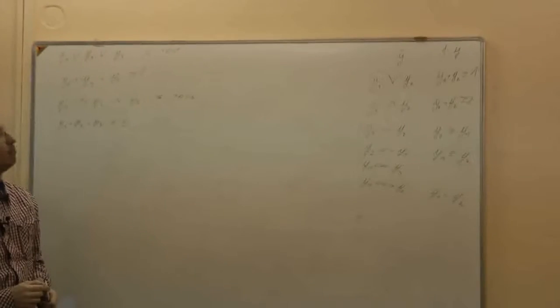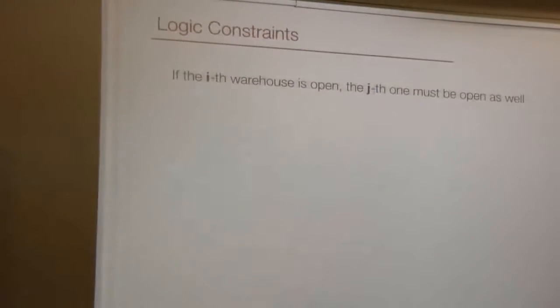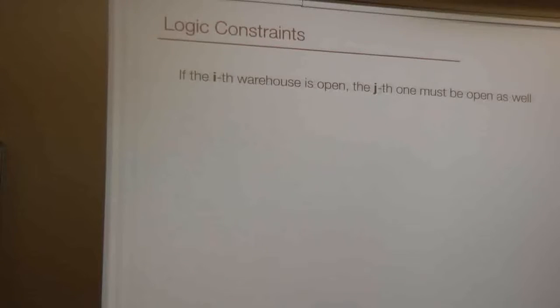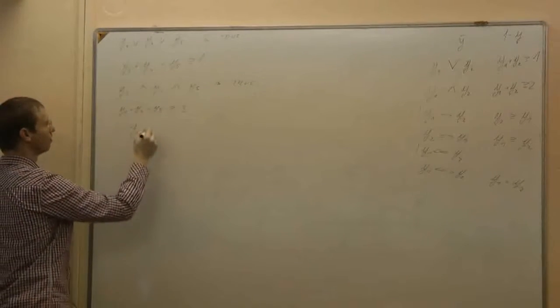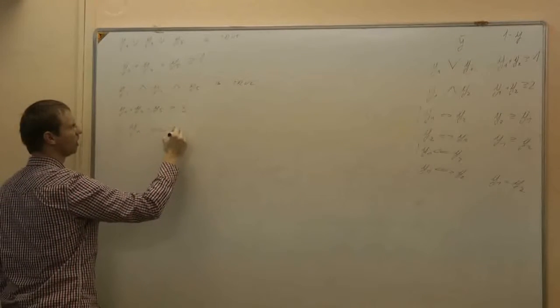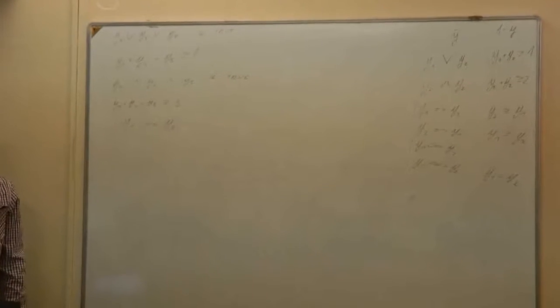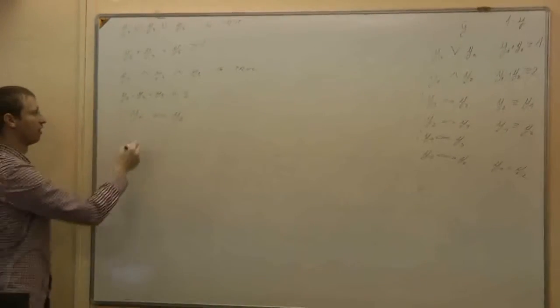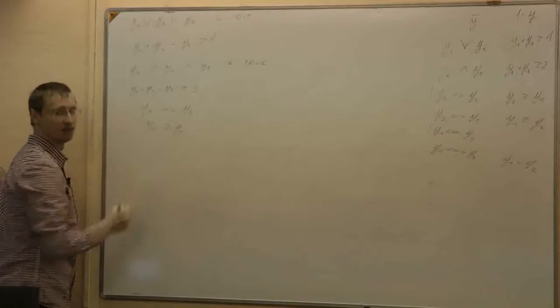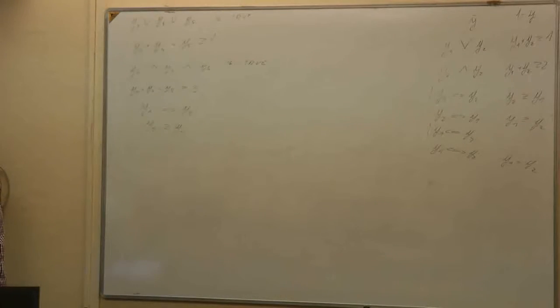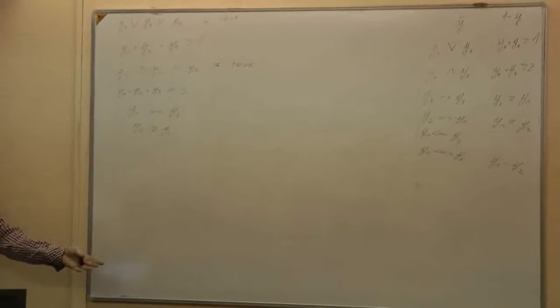Good. Now we come to the implications. So if the ith warehouse is open, then the jth must be open as well. So we have an implication of this form. And we already know how to write it. That's just yj is larger than or equal to yi. Such a simple constraint you add, and suddenly you are adding logic into your optimization problem. Okay?